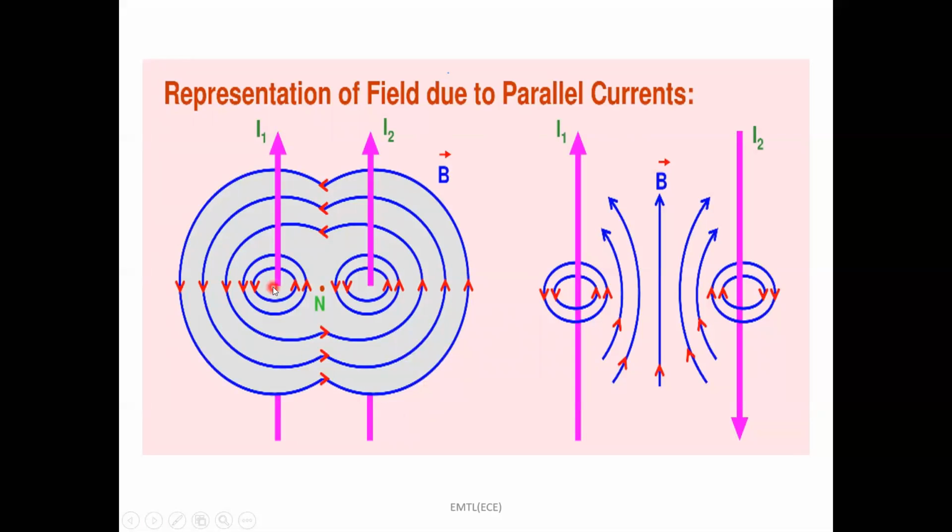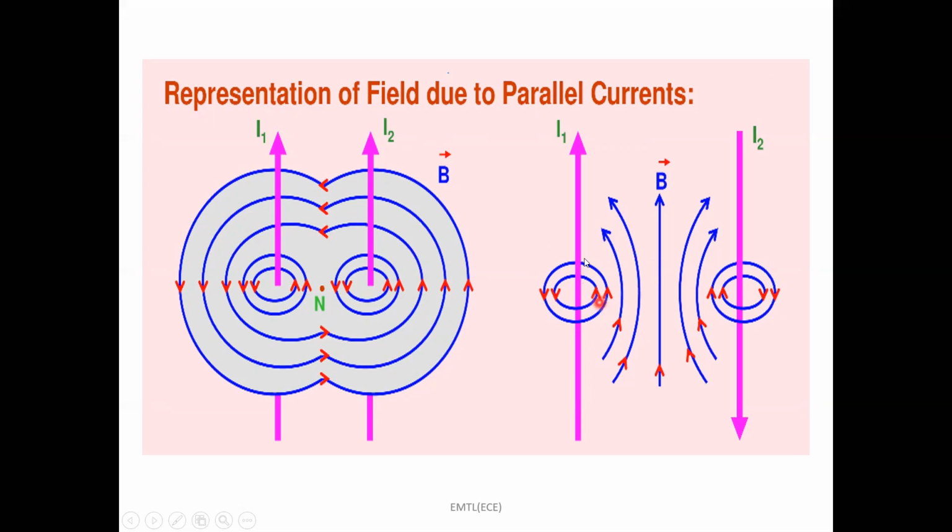Now, the representation of magnetic field in these two cases. This is the first case. As you observe the figure, whenever the directions of the current on both conductors are the same, then this is the magnetic field. So here, this is a north pole. Here you observe that the field developed due to I1 and I2 are in an opposite manner. That's why there is an attraction between them.